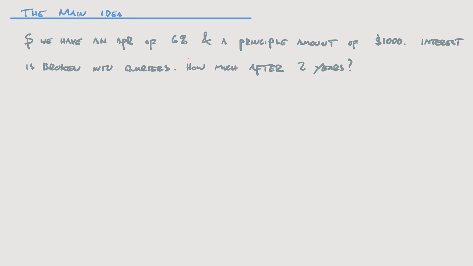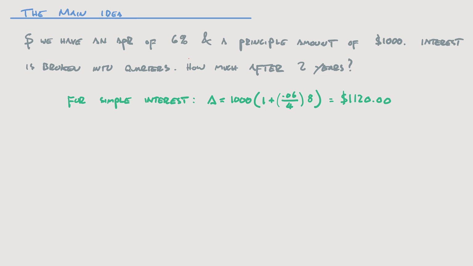We want to have the interest broken into quarters, which for simple interest doesn't really mean a whole lot unless we were doing it at some non-whole number amount of years. But we want to know how much we would have after 2 years. From a simple interest perspective, you just run this through the formula. You do 1,000 times 1 plus really 0.06 times 2. This is kind of just for show at this point. We don't need to break APR up into 4 different pieces, even though it's being broken up into quarters.